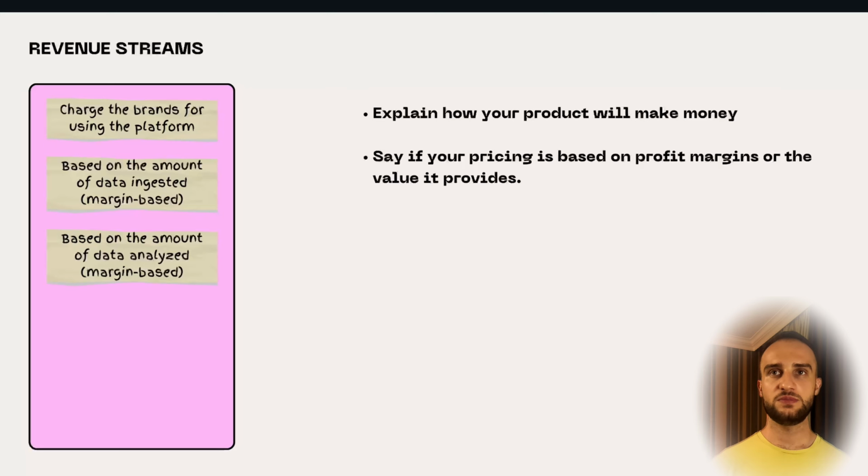So we're going to charge the brands for using the platform based on the amount of data ingested. Depending on how many gigabytes or terabytes of data per month are ingested, we will calculate the margin from our cost to ingest this data and charge our client. Also, we're going to be charging based on the amount of data analyzed. Depending on how many queries they make and how much of the data they're analyzing, we'll calculate how much compute power we should use to analyze this data and then add some margin on top of it to charge our customers. This is our revenue stream.